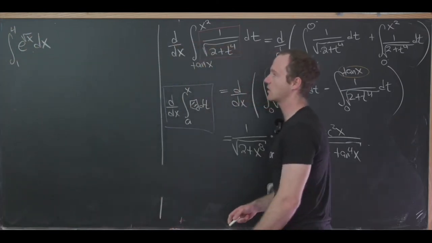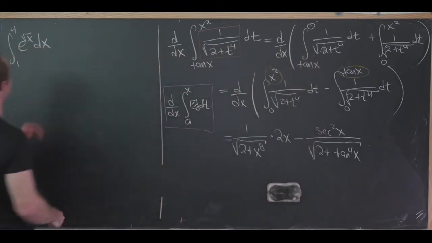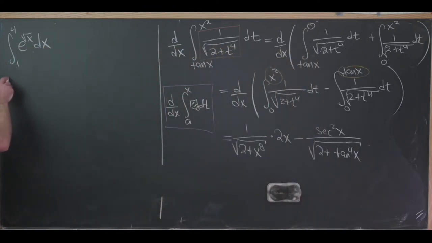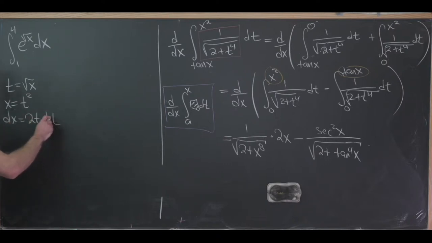Okay, so how can we do this? I think our best bet is to start with a substitution. So I'll set t equal to the square root of x. Notice that means that x is equal to t squared, which means that dx is equal to 2t dt.